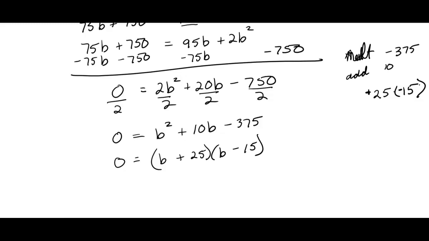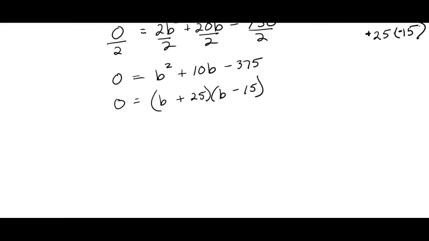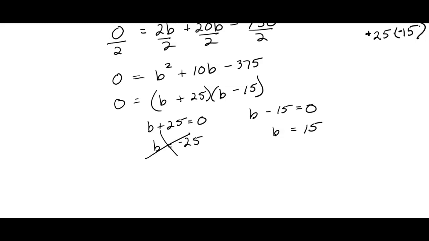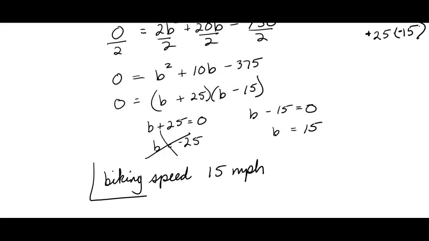And b was the biking speed, so just as a reminder. Now, if we set those equations, b plus 25 could equal 0, or b minus 15 could equal 0, then you get b equals negative 25 here, and you get b equals 15 here. But this is a biking speed, so she's not going negative miles an hour. She's not going backwards. So her biking speed is 15 miles an hour. Biking speed, 15 miles per hour. And that's what the question asked.